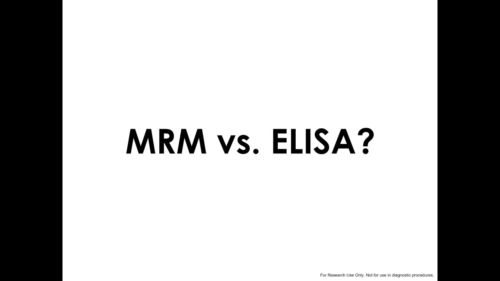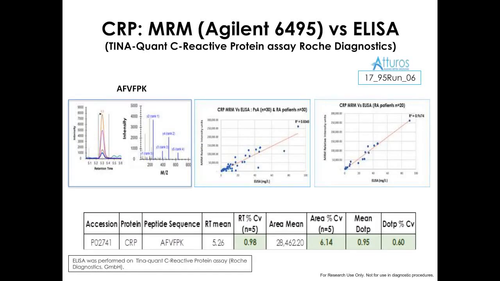And so in that new laboratory, we developed an MRM to a protein called C-reactive protein, and we did that because we had ELISA measurements that had been undertaken on a Roche diagnostics platform in a series of patient samples from patients not now with prostate cancer, but patients with psoriatic arthritis or rheumatoid arthritis.